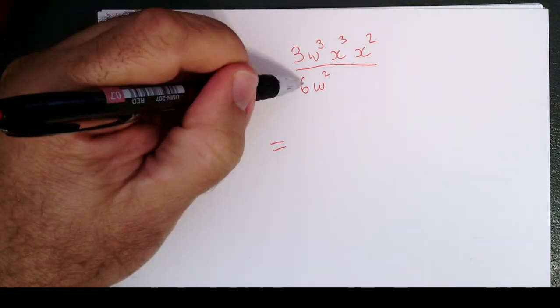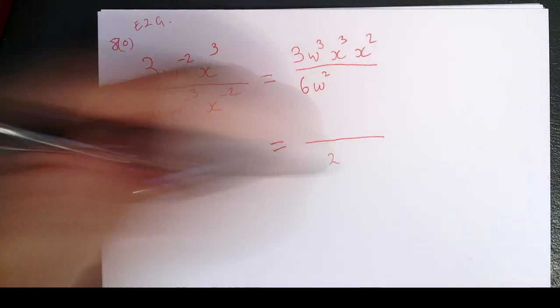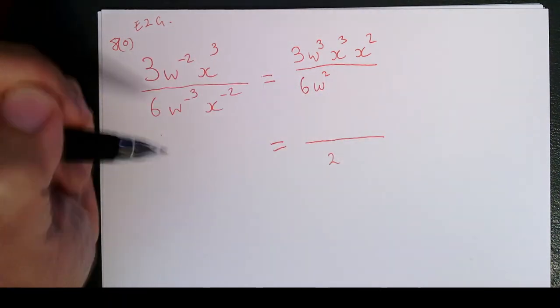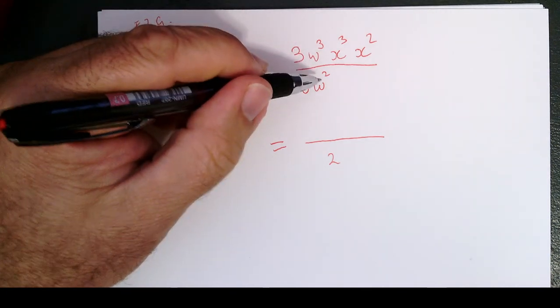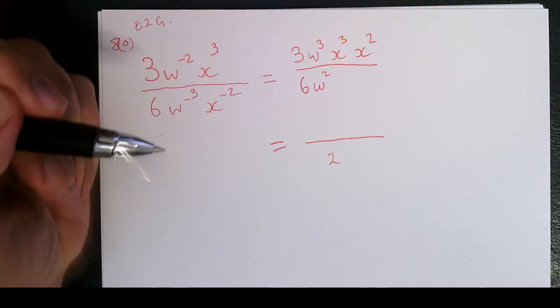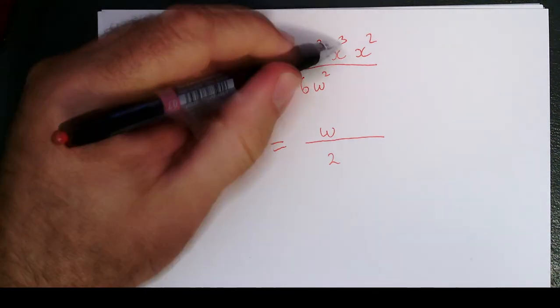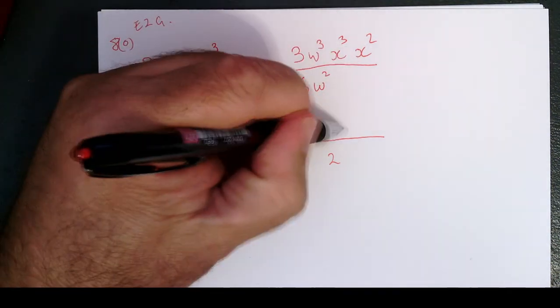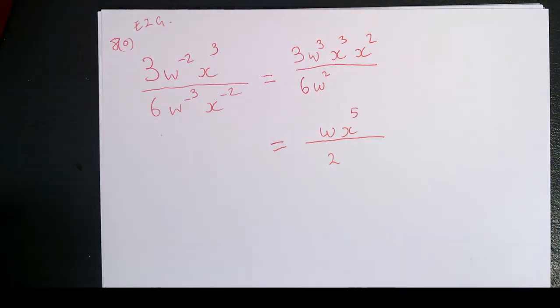So 3 over 6, well, that's just 1 over 2. So I'm going to get a 2 in the bottom, okay? W to the power of 3 divided by W to the power of 2 is going to be W to the power of 1. Okay, so it's just a W. X to the power of 3 times x to the power of 2. Well, I add the powers when the bases are the same. That's going to be x to the power of 5. And that's it. That's question 8.0 in exercise 2G.